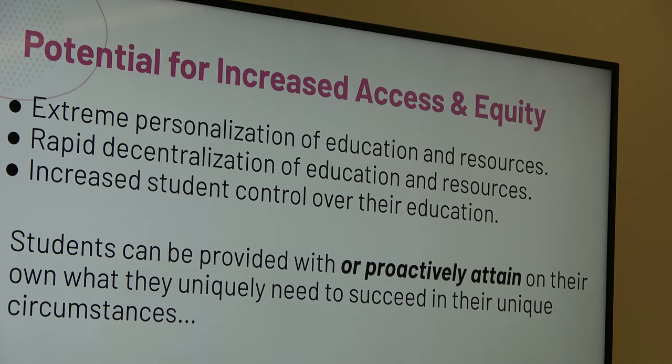We're always seeing this with the way that things like Coursera and Udacity, all these other online universities are disseminating education in ways that are outside of centralized structures. And I think increased student control of education is possible by way of some of these technologies. Students can be provided with, or if they're not provided with, proactively attain what they need to uniquely succeed in their unique circumstances, and also for any language or socioeconomic status, if we do this right.